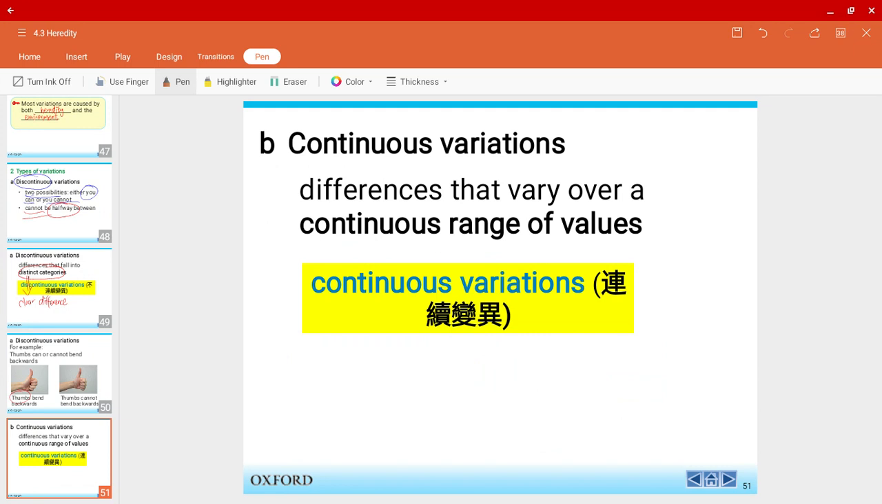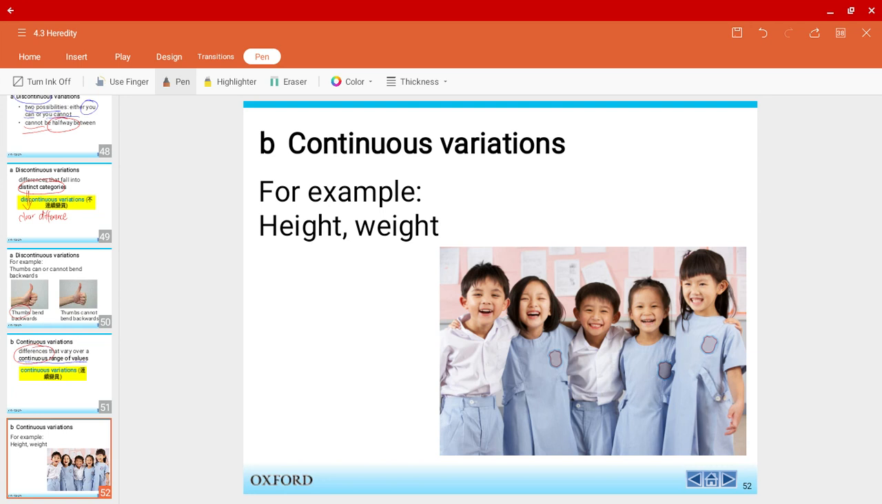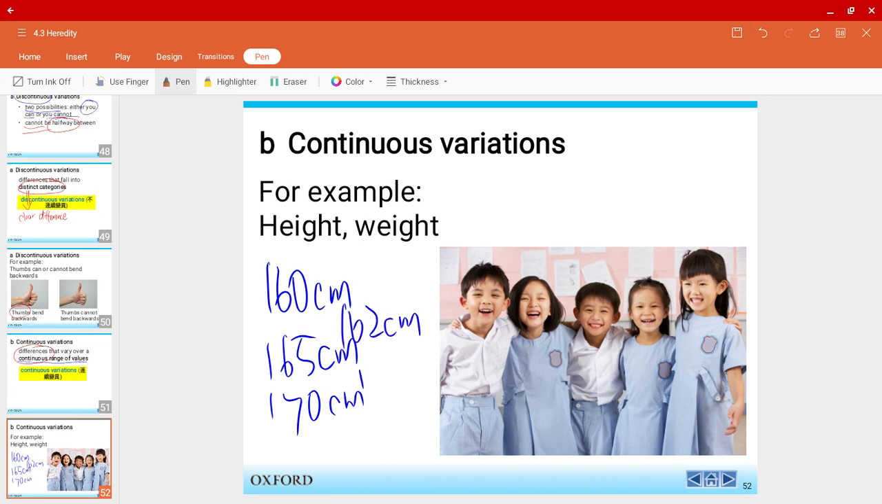Continuous variation, on the other hand, refers to differences that vary over a continuous range of values. What does that actually mean? Let's have a look at some examples. It could be our height and weight. Some of us, for example, are 160 cm, some of us are 165 cm, some of us are even taller, 170 cm, and so on. You can even have somewhere in between, like 162 or 168. I think you get the point, right?